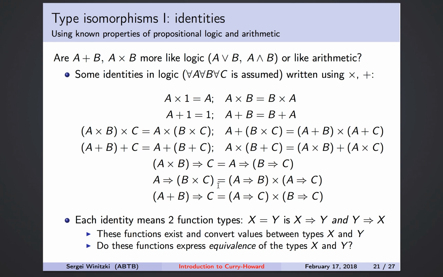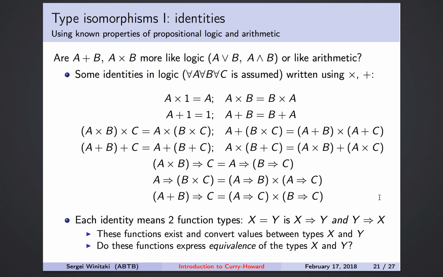So that means for any of these identities that has some expression x on the left and some y on the right, some kind of x equals y, we have x implies y and y implies x. If we convert that to code, we will have a pair of functions, a function from x to y and a function from y to x. What do these functions do? Well, they convert values in some way from type x to type y and back.